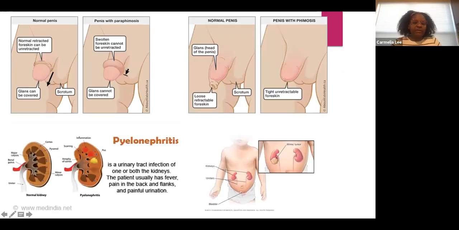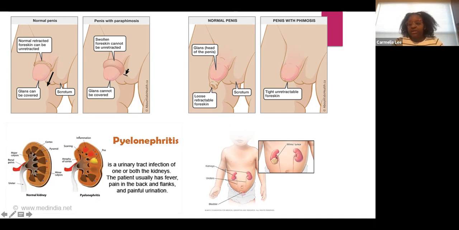So again, these are just some images of what these conditions look like. Up top, you have the paraphimosis, where that foreskin is stuck in a retracted position, and you can see the difference between a normal glans and foreskin, and the edema that occurs with that skin being in a retracted position. And again, that is an emergent situation. The one on the other side, that's what your phimosis looks like, where you have excessive foreskin that is not able to be retracted. And that's more of a chronic issue that does not require immediate treatment.